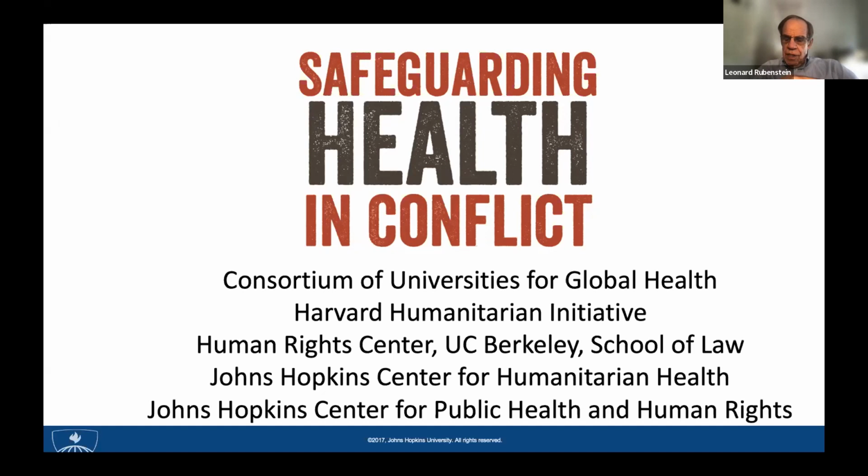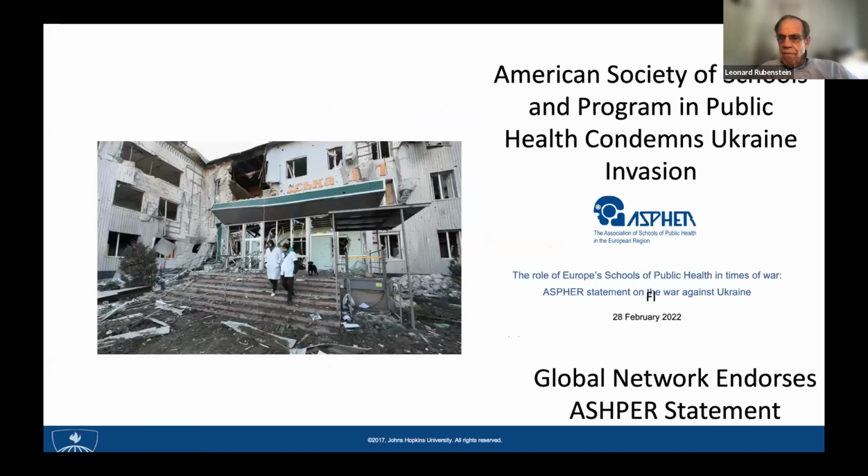We also crossed a very important threshold, I think, in the war in Ukraine. It was really the first time the Association of Schools and Programs in Public Health, which is the kind of trade association or the professional association of public health schools and other public health programs, actually made a statement condemning Russia's invasion of Ukraine. In the past, this was considered too political, and universities should not institutionally get involved, but this association did it, and members did.